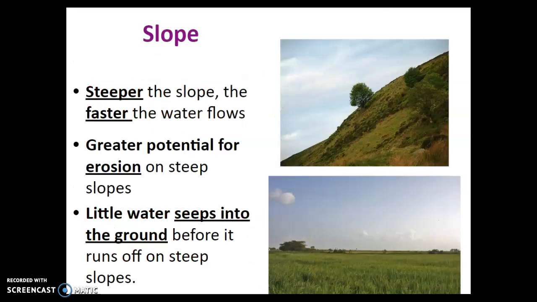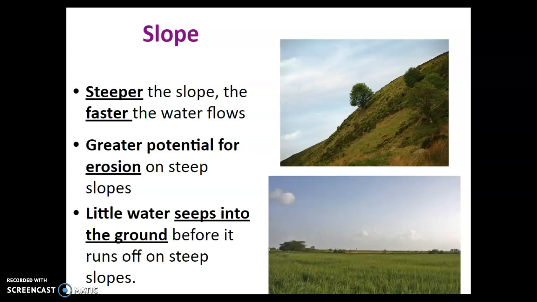Something else that is a contributing factor is going to be slope. So with a steeper slope, you'll have a faster water flow when it rains. So this will be more of a contributor to surface water. And there's also a greater potential for erosion on steeper slopes as well. And then little water will seep into the ground before it runs off on steep slopes.